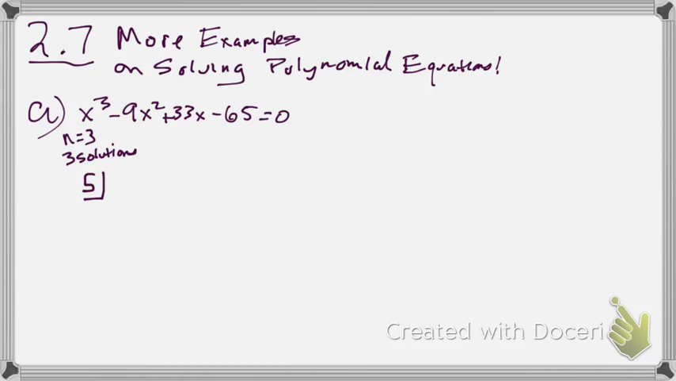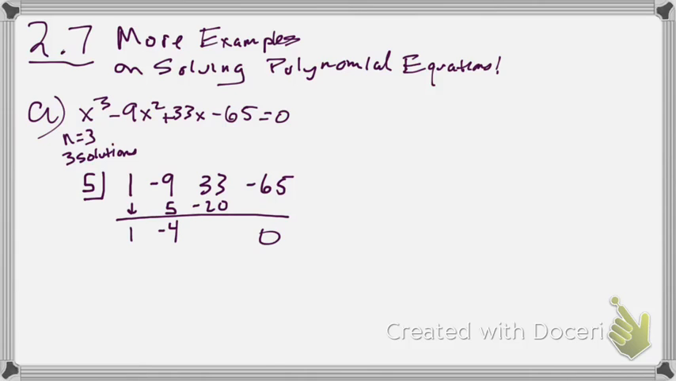If I synthetic divide out my 5 for my polynomial, the coefficients are 1, negative 9, 33, and then negative 65, right? Let's see what happens. I drop down, well actually we should know we get a 0 here if I do this right, so hopefully I don't make a mistake. If I drop down the 1 and I multiply by 5, I get 5. When I add, I get negative 4. If I multiply that, I get negative 20. If I add that, that's 13. If you do 13 times 5, that is 65. And when you add, you get your 0, so that's great.